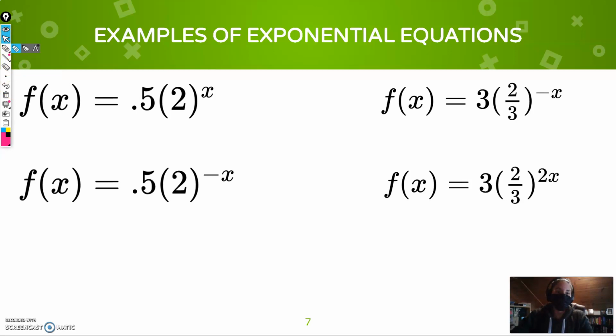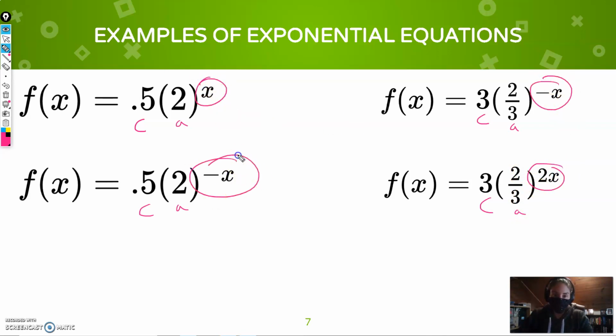So here's some other examples of exponential functions. Here's your c, here's your base. C in this case is 3, the base is 2/3. The c in this case is also 3, the base is also 2/3. Notice the variables are in the exponent. Again, that's the main point here: your variable is your exponent.